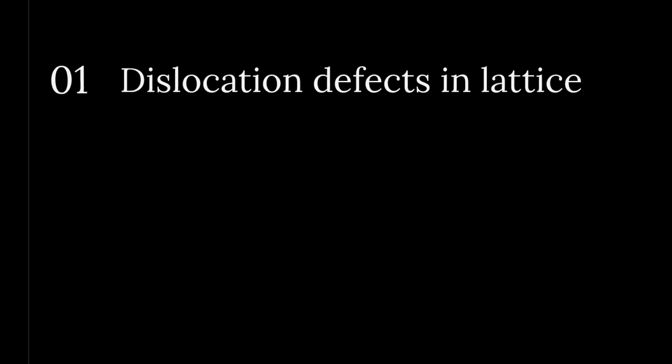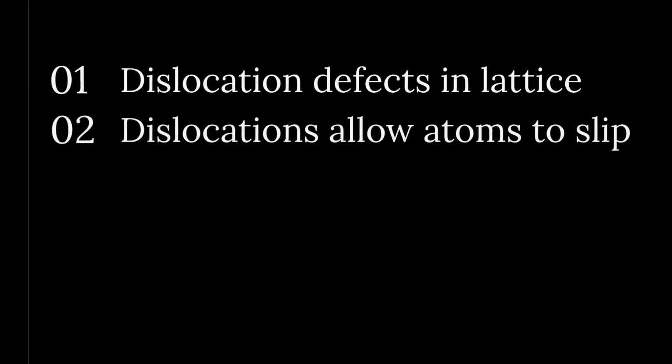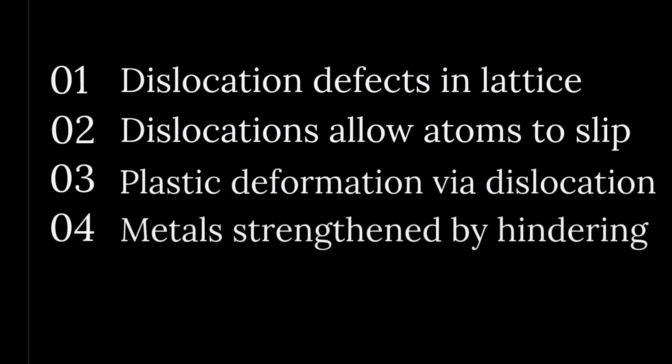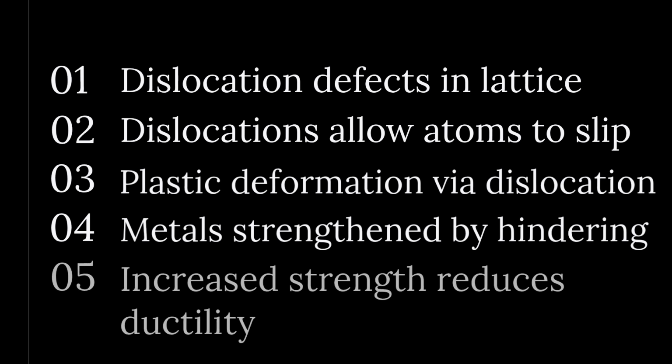Dislocations are defects in the crystal lattice that allow atoms to slip. Plastic deformation mainly occurs through dislocation movement. Metals are strengthened by hindering dislocation motion. Techniques include alloying and work hardening. This increases strength but may reduce ductility.